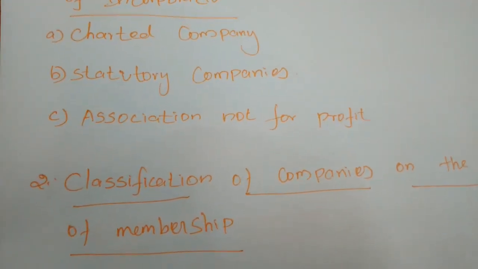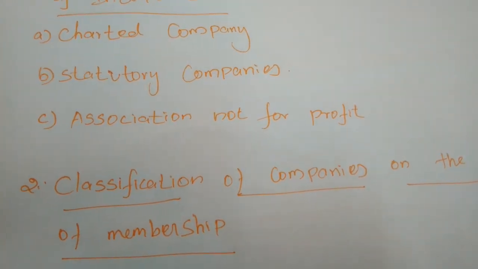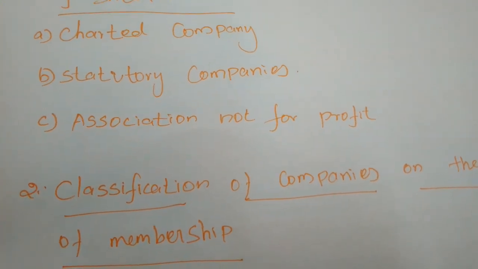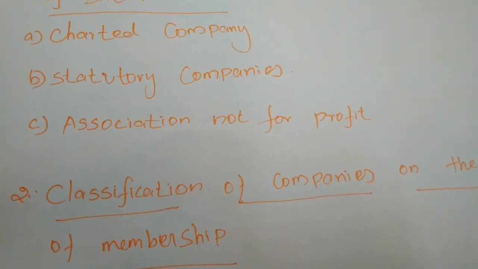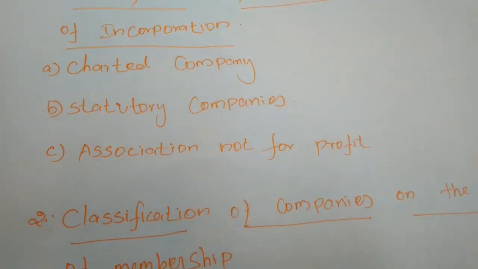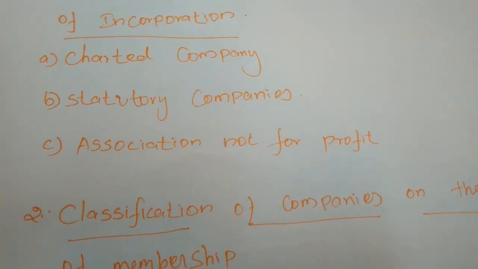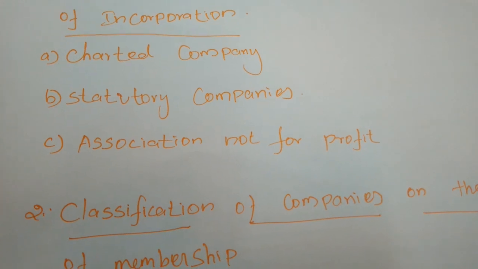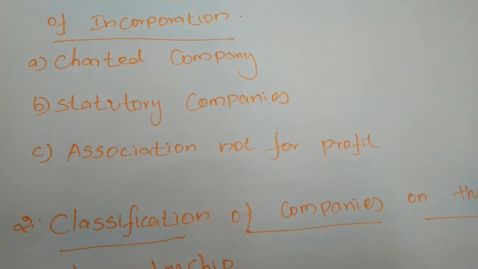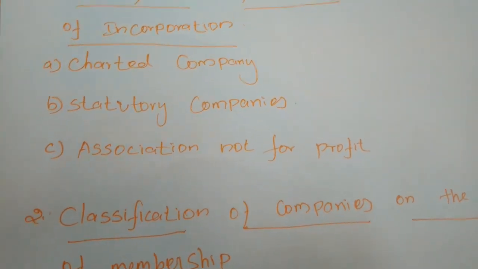Next, associations not for profit. So this also we have studied. By a license granted by the central government, associations may be registered as a company with limited liability without using the words limited or private limited as a part of its name. So many of the charitable trusts and some organizations that aim at the promotion of sports, commerce, arts, science, and religion are examples of associations not for profit.